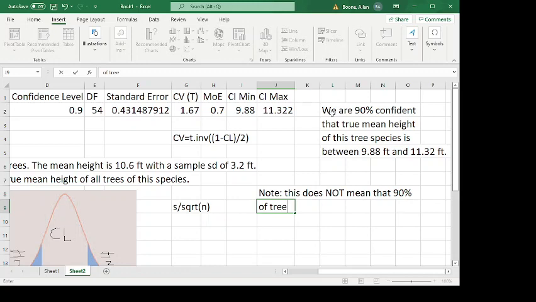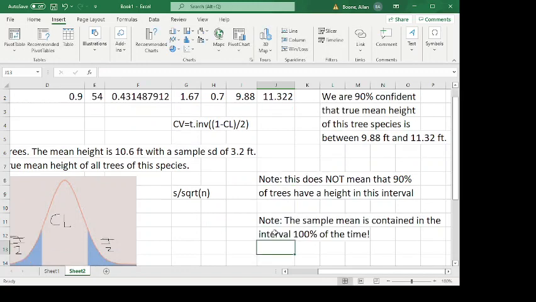Also note, the sample mean is contained in the interval 100% of the time. So that's another sort of misunderstanding that I sometimes see, is students will interpret the confidence interval to say 90% of the time that we make this confidence interval, we'll contain the sample mean. No, 100% of the time you do, because the sample mean is the dead center of the interval.